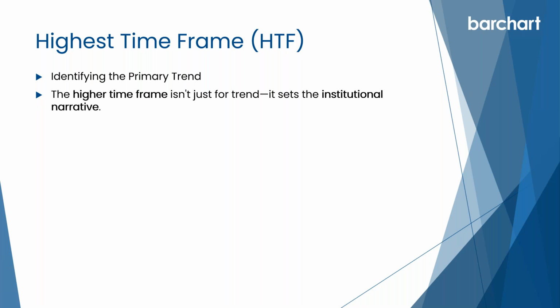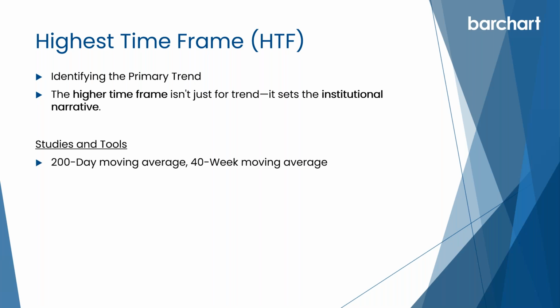Where would I sell? And so there are some tools that we can use to help us identify primary trends and price positioning. One of the easiest tools for us is just using a simple moving average. Now, in this example here, I'm talking about a 200-day moving average or a 40-week moving average.